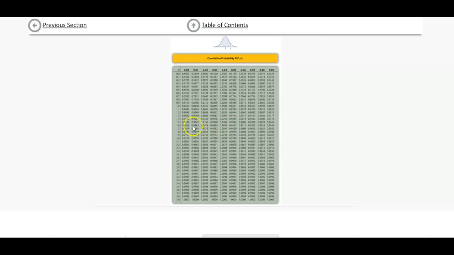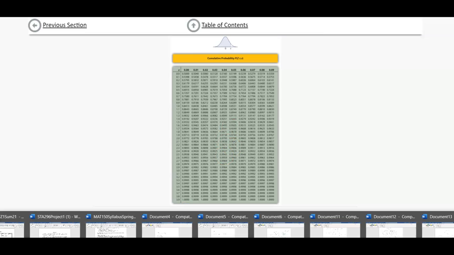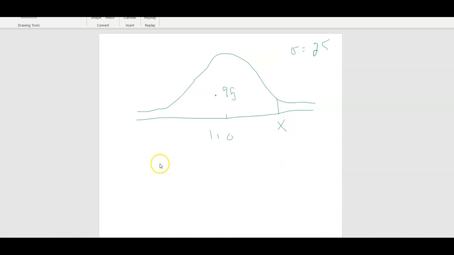Now this, if we look over here, is 1.64, and the one next to it is 1.65. So we're going to call this z-value 1.645. It's directly in between those two. So 1.645.